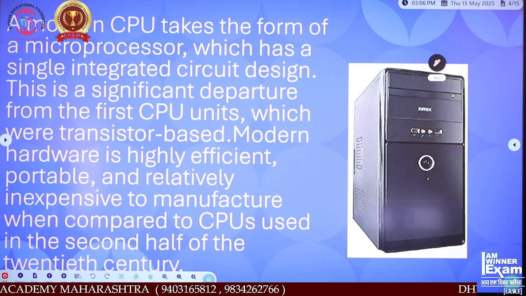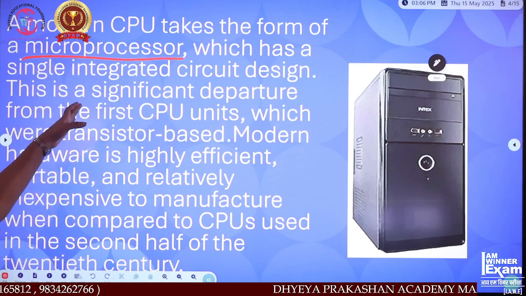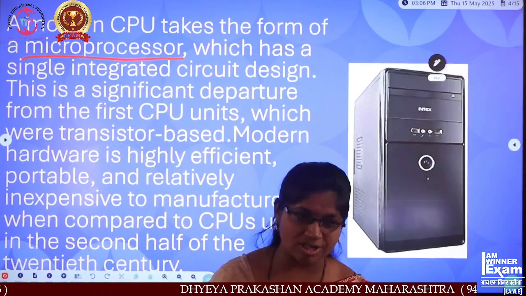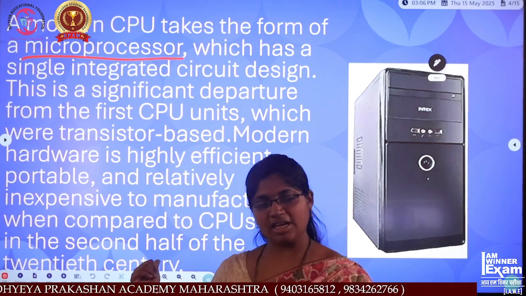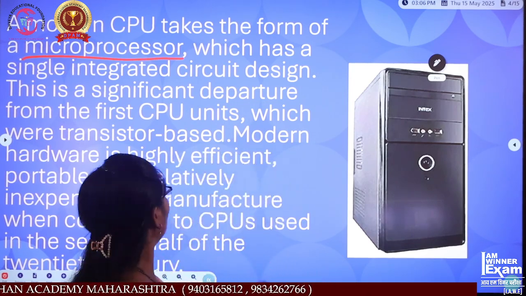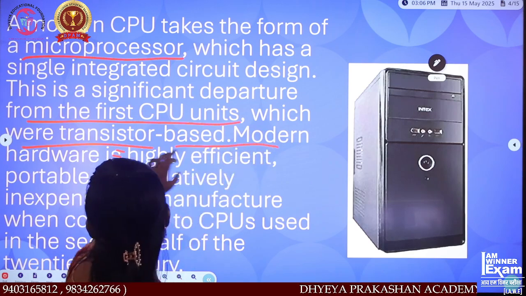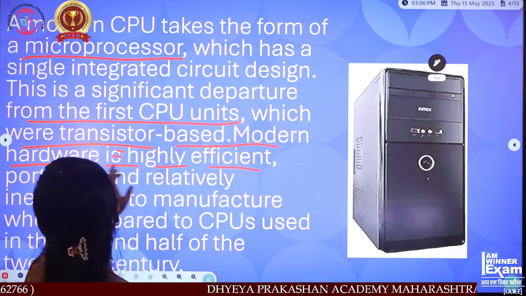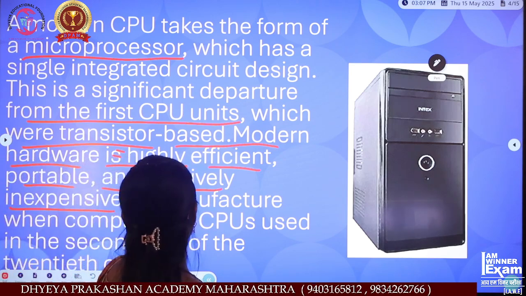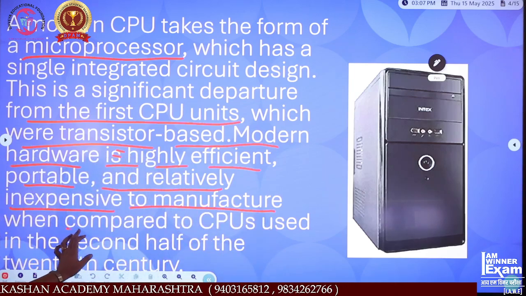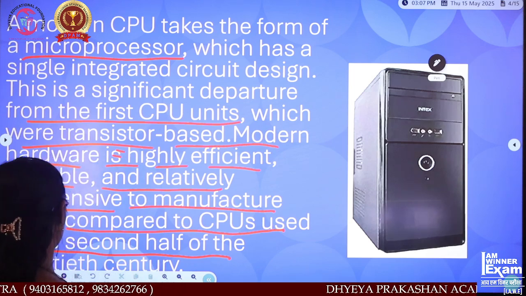Next, a modern CPU takes the form of a microprocessor. The modern CPU takes the form of a microprocessor which has a single integrated circuit design. This is a significant departure from the first CPU units, which were transistor-based. Modern hardware is highly efficient, portable, and relatively inexpensive to manufacture when compared to CPUs used in the second half of the 20th century.